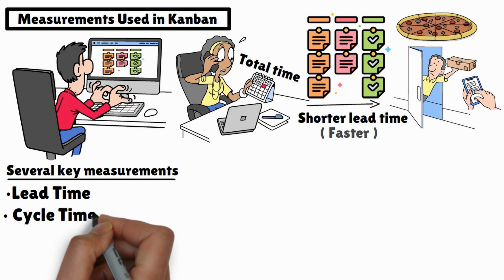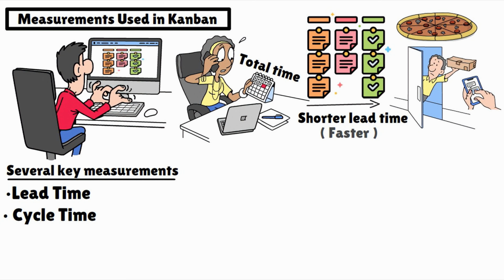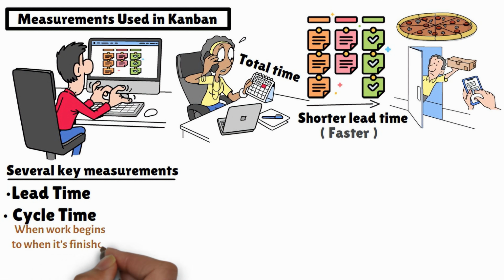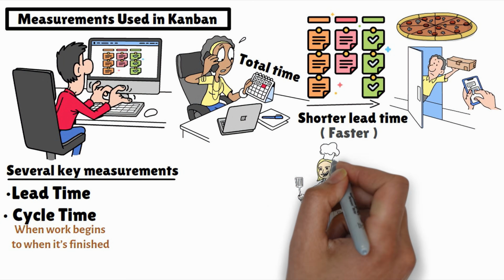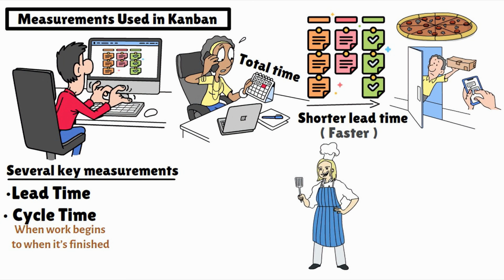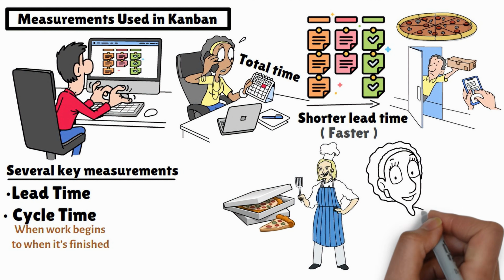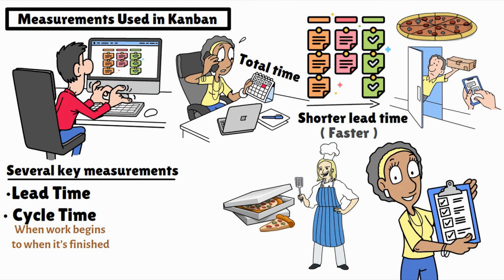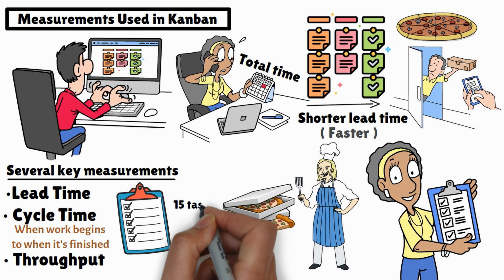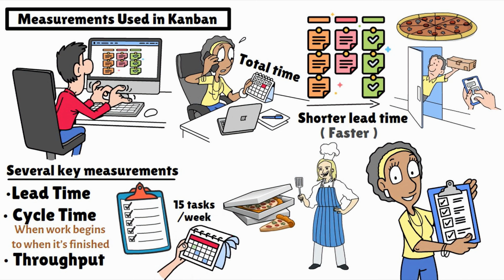Cycle time. While lead time measures the entire process, cycle time focuses on how long a task stays in the active workflow, essentially, from when work begins to when it's finished. Using the pizza analogy, cycle time starts when the chef begins preparing your pizza and ends when it's ready for delivery. Monitoring cycle time helps teams understand how efficiently they complete tasks. Throughput. This measures how many tasks are completed within a specific time frame. For example, if a team completes 15 tasks in 1 week, the throughput is 15. Higher throughput indicates a more productive workflow.